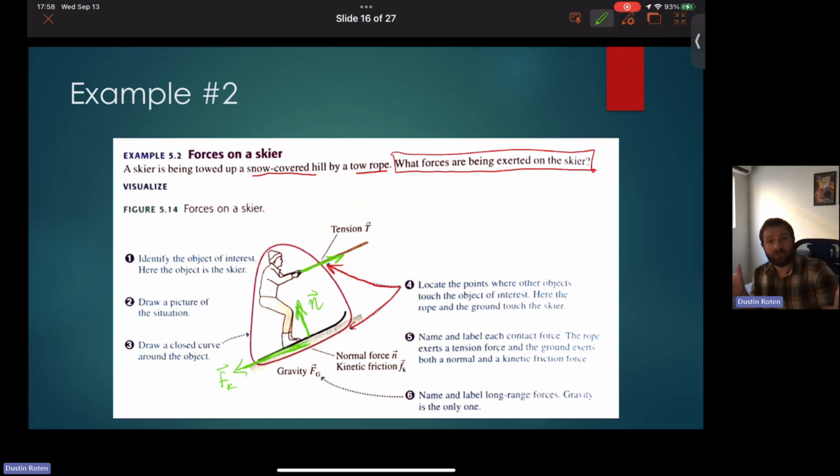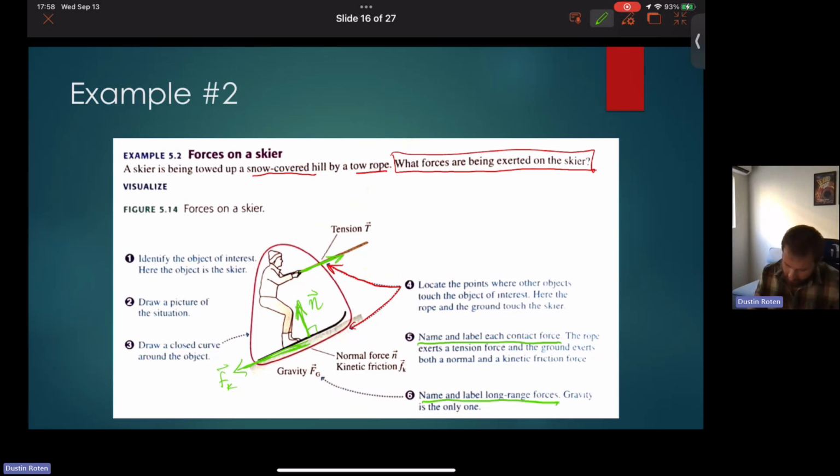Still don't know exactly how I'm to draw these vectors because we don't know any actual numbers, but even if we don't know the values, we still can include them just by drawing them, okay? So we know that our normal force is acting perpendicular to the surface. Now let's see. I think that's everything. I've named and labeled each contact force. Got them all, normal, kinetic, tension, great. Now the last step is just identify and label all the long-range forces. And the only one that I can think of is just gravity.